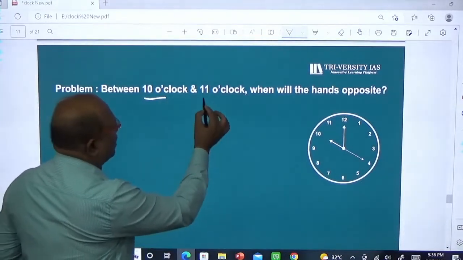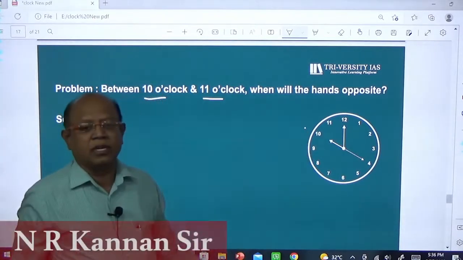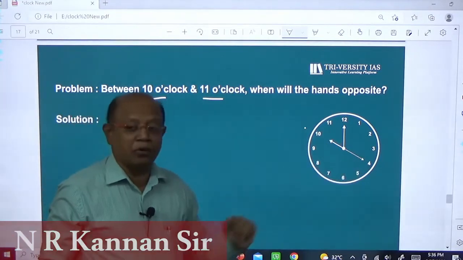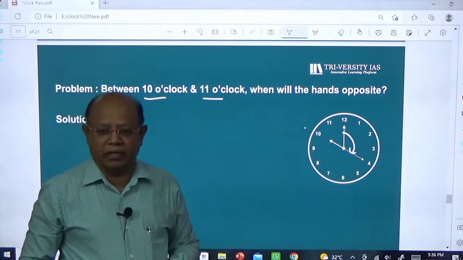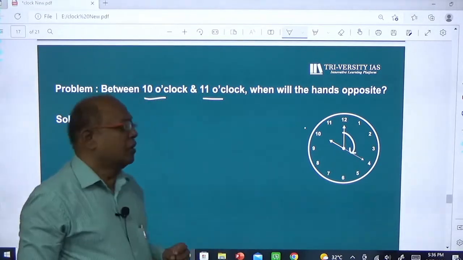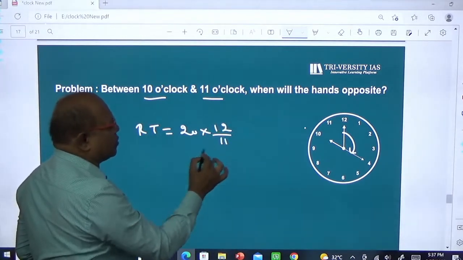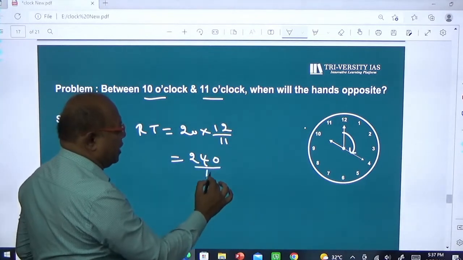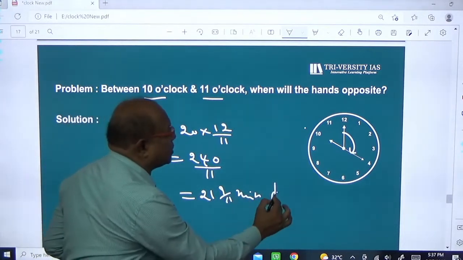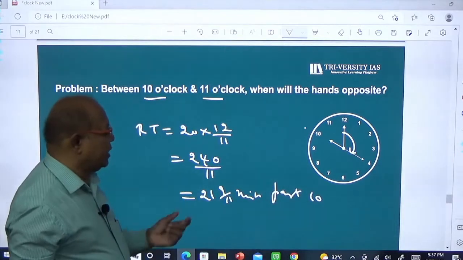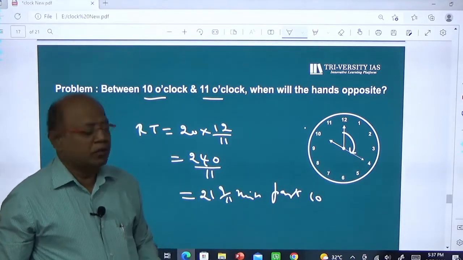Between 10 o'clock and 11 o'clock. This is 10 o'clock. Now the smaller hand is at 10, so for the number opposite, just subtract 6. It is 4. The bigger hand has to come to 4. That means the bigger hand has to cover 20 minutes. Once again, to get the relative time, we have to multiply by 12 by 11. This we already saw: 240 by 11, that is 21 and 9 by 11 minutes past 10. So somewhere between 10:21 and 10:22, the opposite positions will take place. So this is the way.